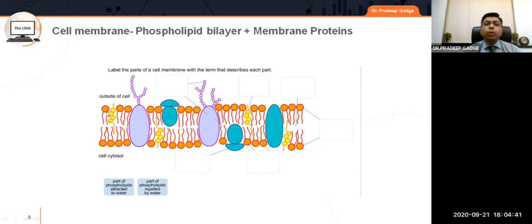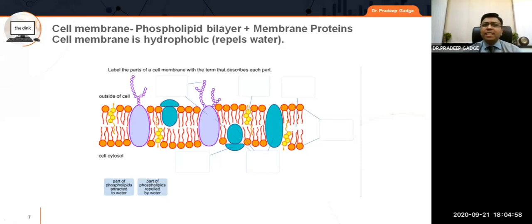So see, here you can see the hydrophilic globule and the two tails which are hydrophobic. And this is the phospholipid bilayer, and there are membrane proteins embedded in between in the cell membrane. Now the thing is, the cell membrane is hydrophobic, so it repels water, but glucose is a molecule which loves water. So how will glucose enter into a cell?